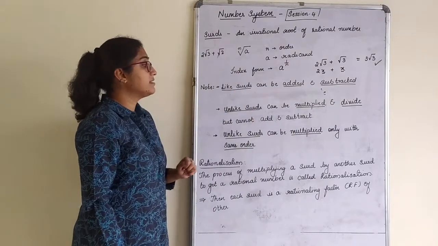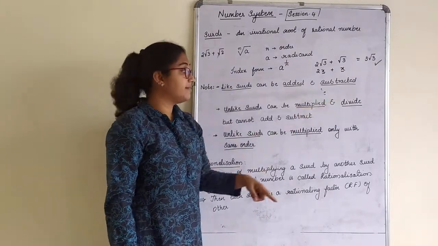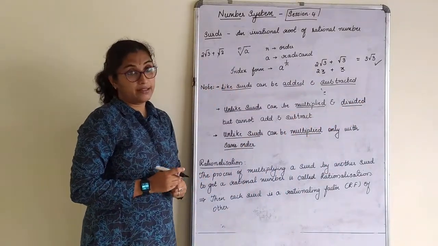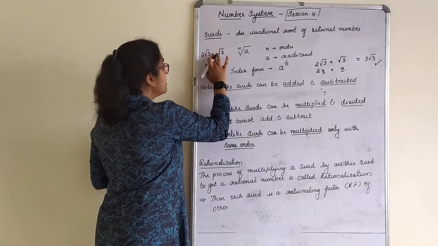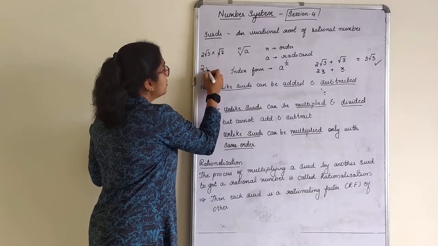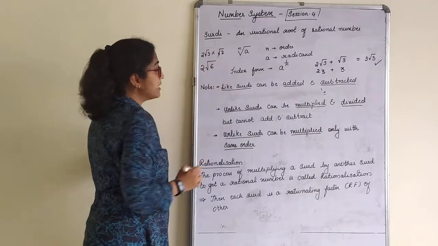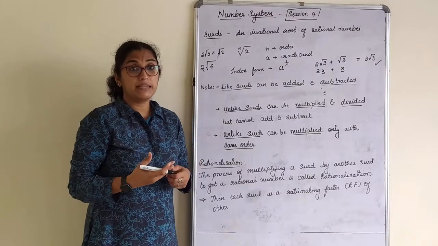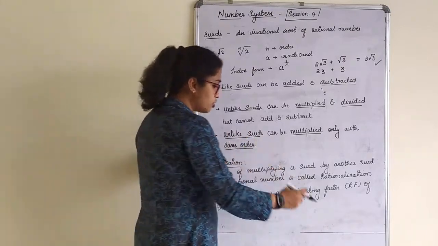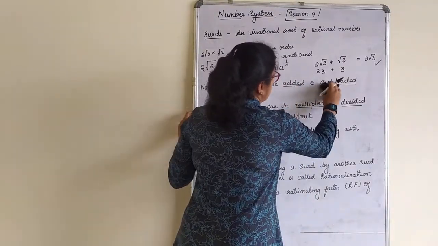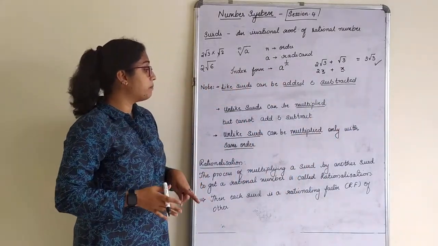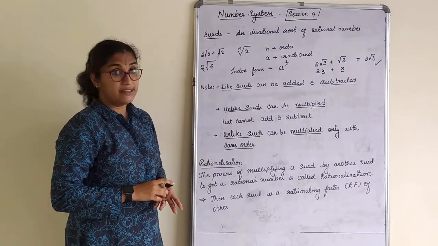Unlike surds can be multiplied but cannot be added and subtracted. So if the multiplication symbol was here, the coefficient of 2 will remain as it is. Root 3 into root 2 is root 6. We can multiply them. Let me not create more confusion here. Let's only write this: unlike surds can be multiplied but cannot be added and subtracted.